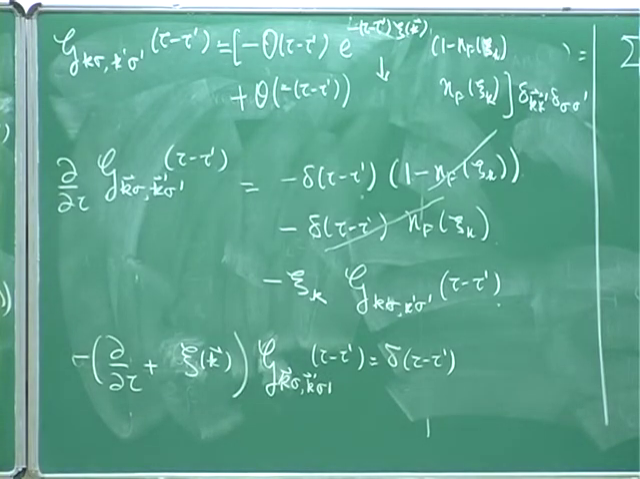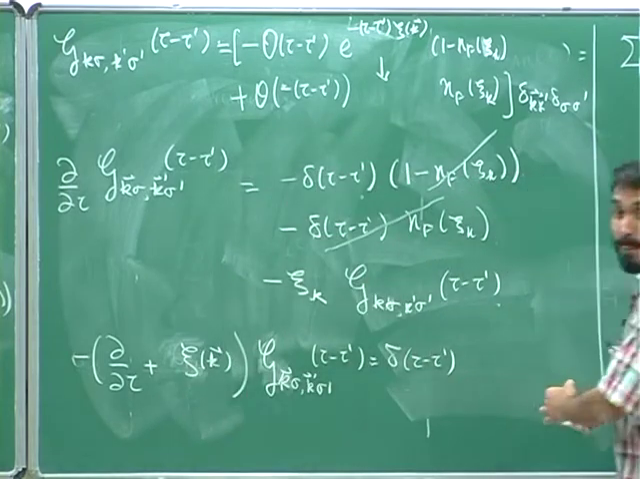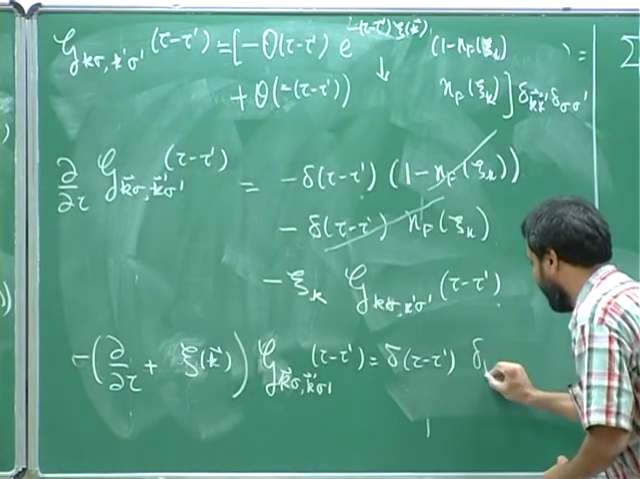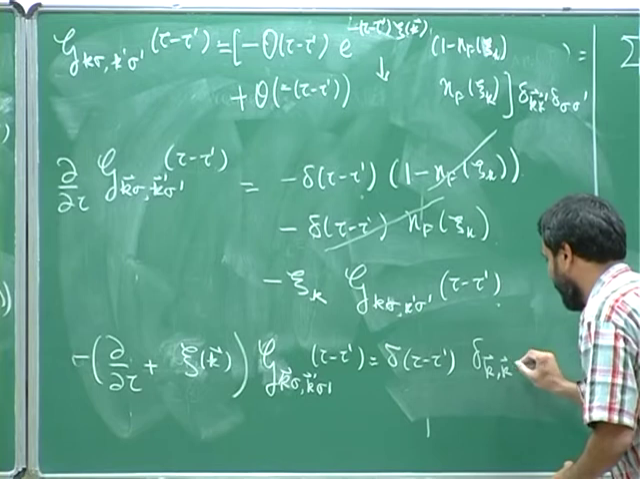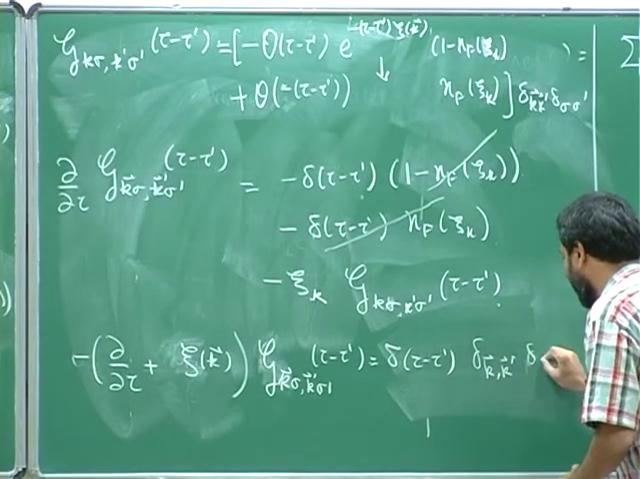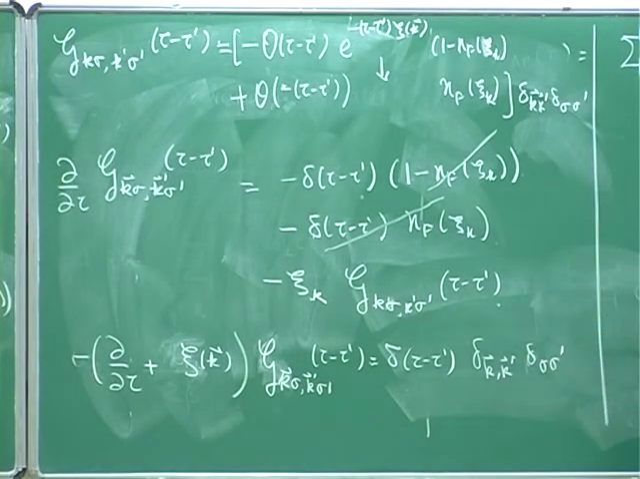No questions. Okay. Now I want to play a little game again. You see, there's a mistake here. Can you see what the mistake is? There should be a delta k k prime, delta sigma sigma prime.